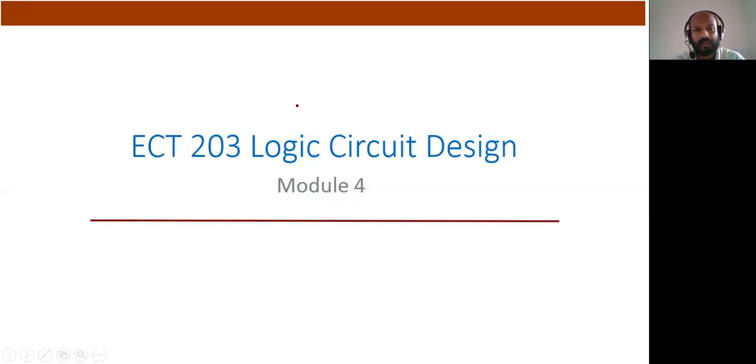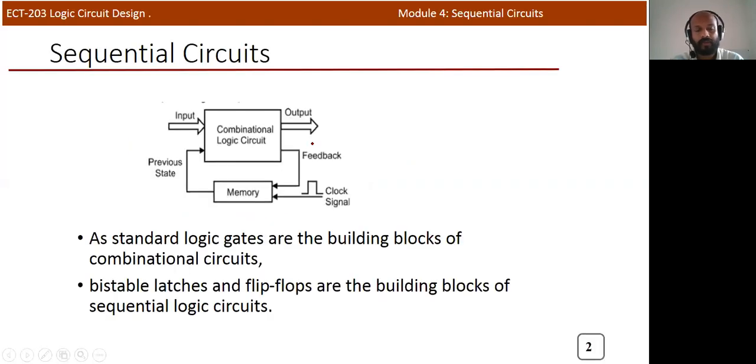From this lecture onwards, we will discuss the module 4 topic. In module 4, mainly we will discuss a new concept which is known as the sequential circuit. In the third module, we already discussed the digital circuit known as the combinational circuit. Now we are going to discuss the sequential circuit.